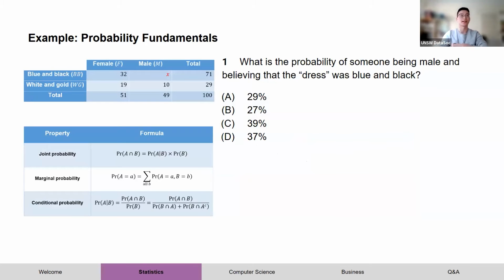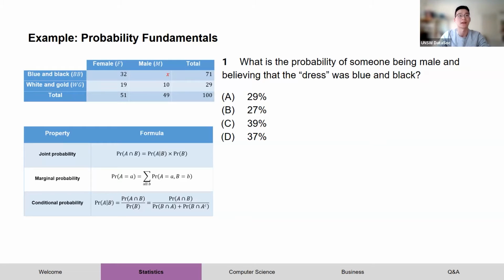So to start off with, let's look at an example that illustrates how probability fundamentals operates. In this situation, let's look at the left-hand side, where you have about 100 different individuals within a cohort. Now, with that cohort, you have two main descriptors. That is the gender of a certain individual, which could be either female or male.